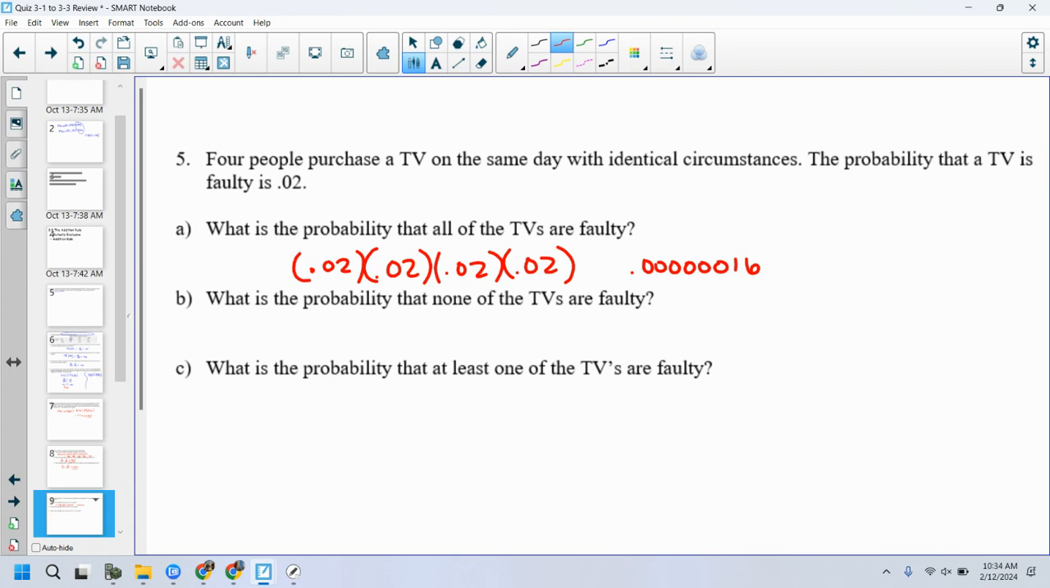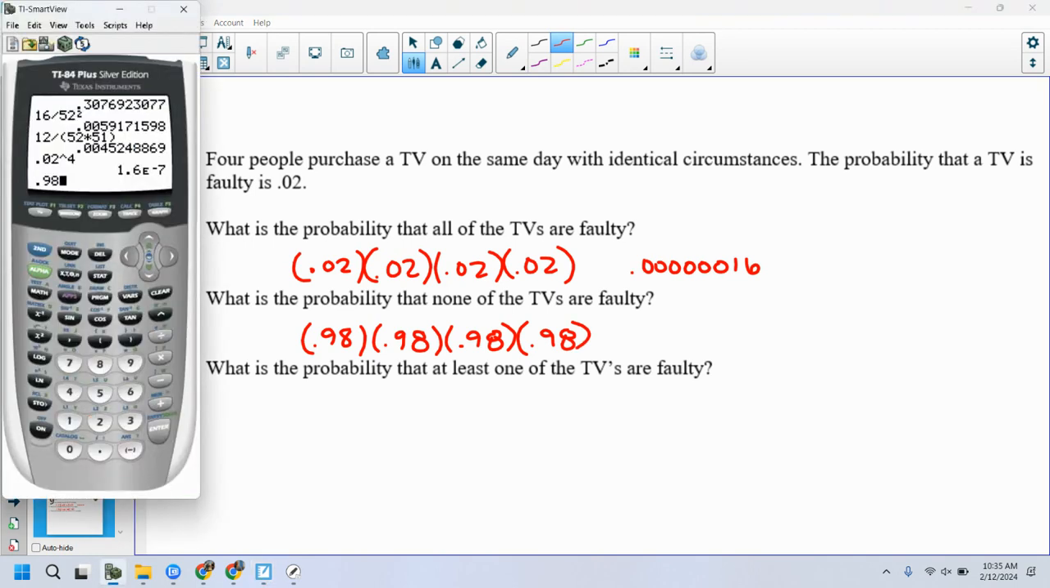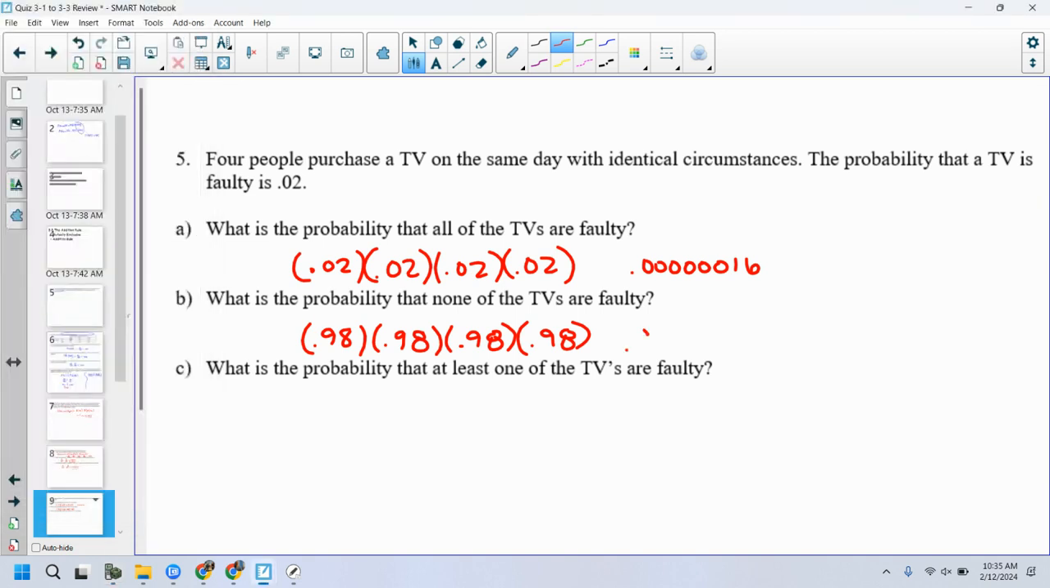What's the probability that none of the TVs are faulty, right? Well, this is the probability of good and good and good and good, 4 times over. So that's 0.98 times 0.98 times 0.98 times 0.98, right? All 4 of them are just fine. So 0.98 to the 4th power gets me 0.922. So there's a 92.2% chance that all the TVs are just fine.